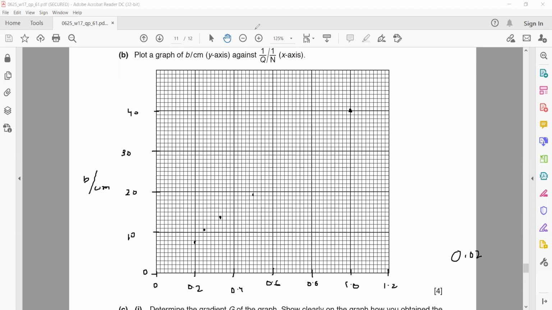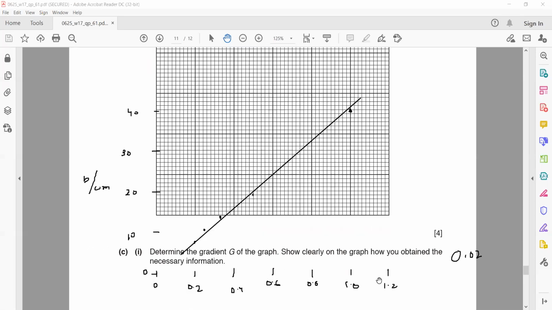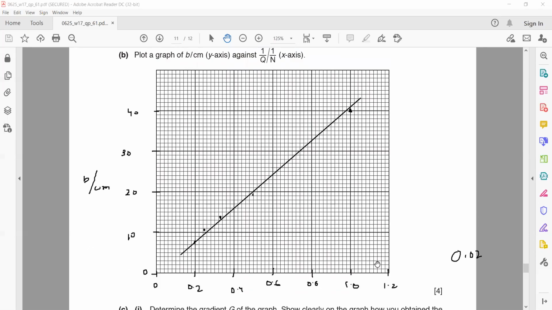So what we will do is draw a best fit straight line. Best fit here means the number of points above and below the line are the same. That's why we call it best fit. Now in the question they're asking, determine the gradient and show clearly on your graph. So you have to find the gradient and show it clearly on your graph. To find the gradient, you will mark 2 points, but the distance between the 2 points should be 5 centimeter for accuracy.